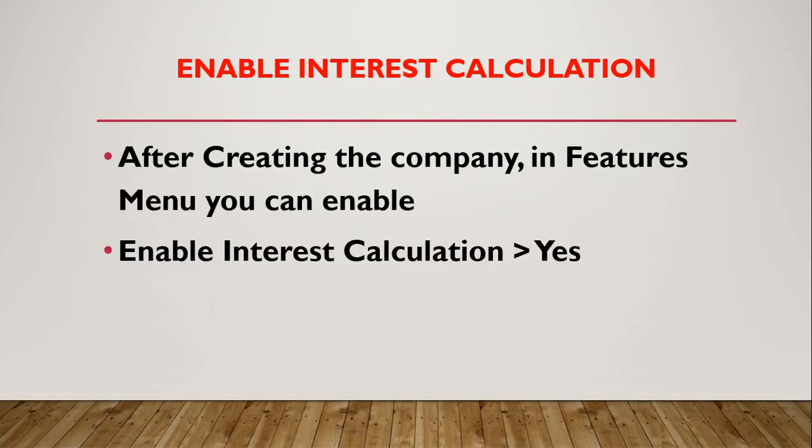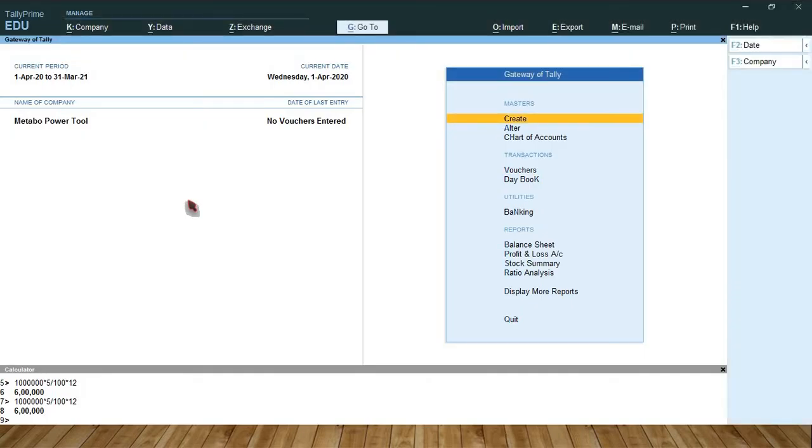Friends, enable interest calculation. After creating the company, in the company features menu, you can enable interest calculation. Set to yes. First you have to create one company. I have already created one company here. Now I enable interest calculation.